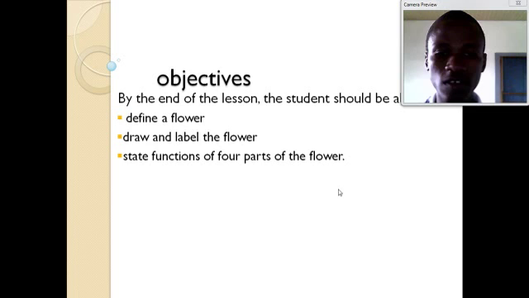By the end of the lesson, you should be able to define a flower, draw and label the flower, state functions of 4 parts of the flower.